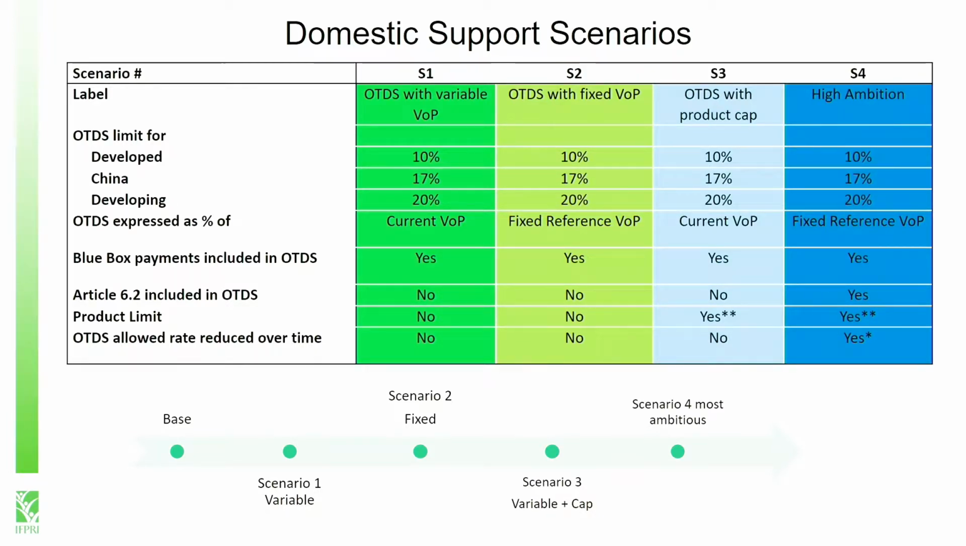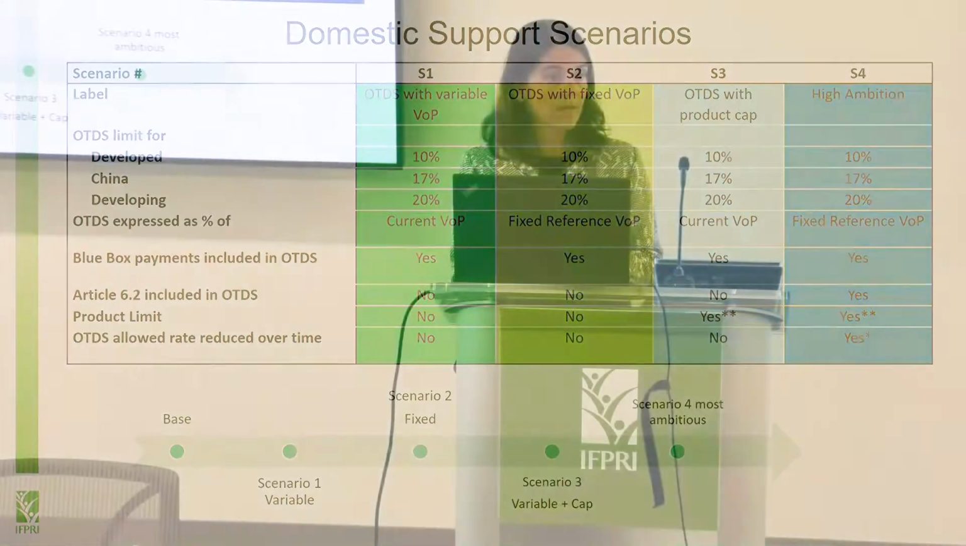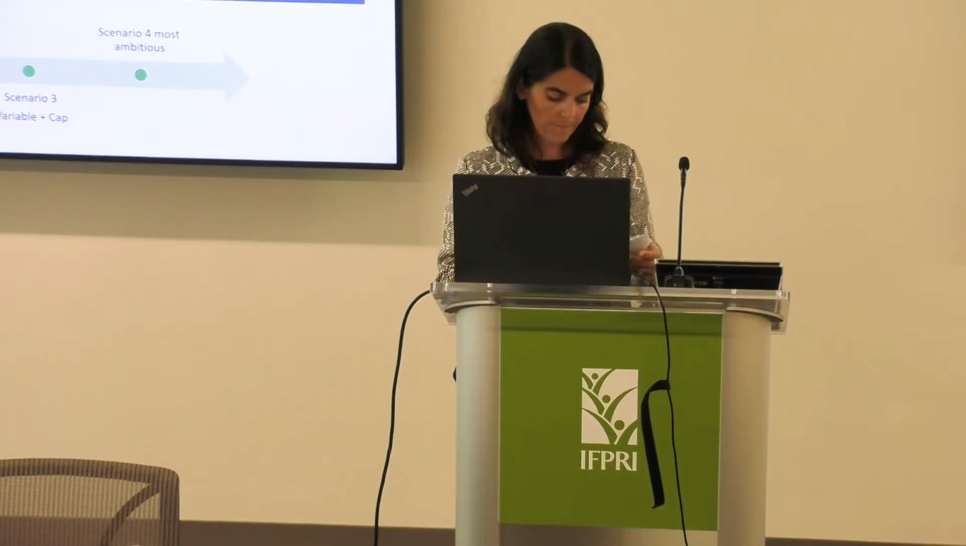And then number 4, which is the most ambitious one, is the same as scenario 2, but we add Article 6.2, so that now it will be part of the limit imposed. And we will also do a reduction of OTDS over time. Okay?